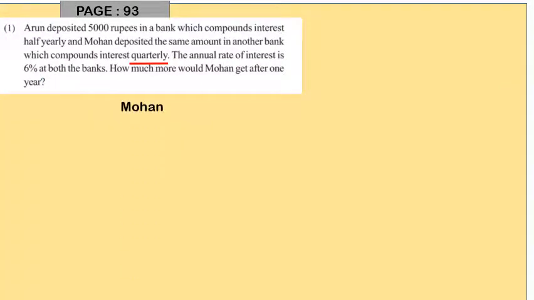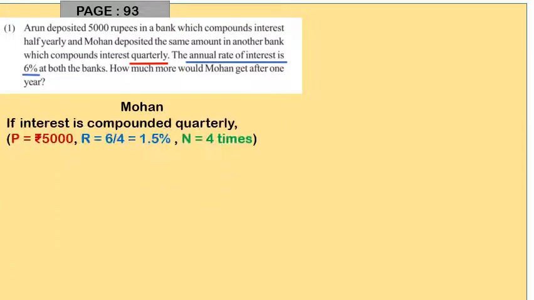Next, let us consider Mohan. Here Mohan deposited 5,000 rupees in another bank which compounds interest quarterly. So write, if interest is compounded quarterly, principal P equal to 5,000 rupees, rate of interest R equal to 6 by 4, that is 1.5%. Why children? Quarterly means 4 times in a year. So quarterly rate of interest means annual rate of interest divided by 4, that is 6 by 4 equal to 1.5%. Okay, and number of periods n equal to 4 times. Why? Because 1.5% of interest is added 4 times in a year.